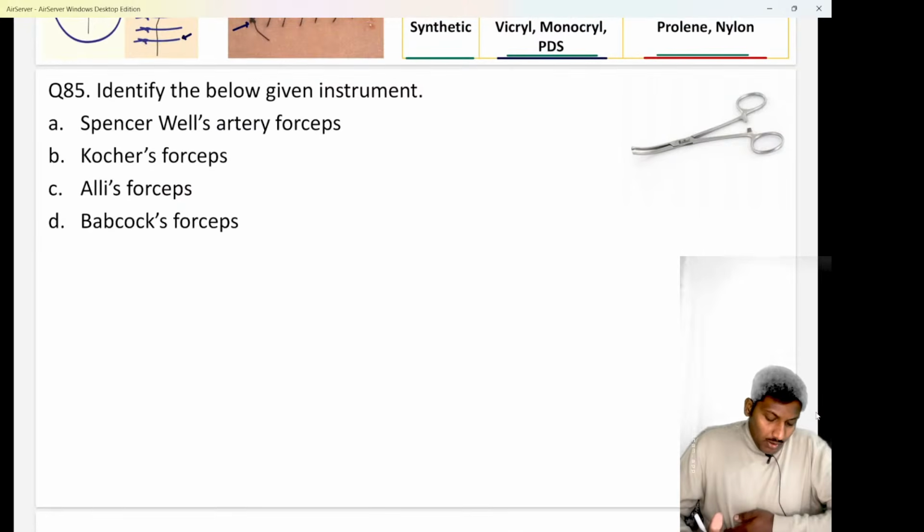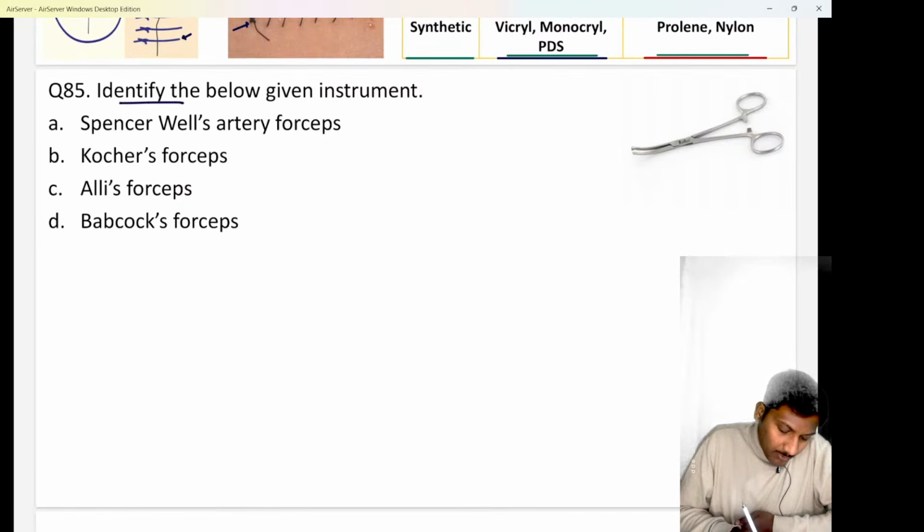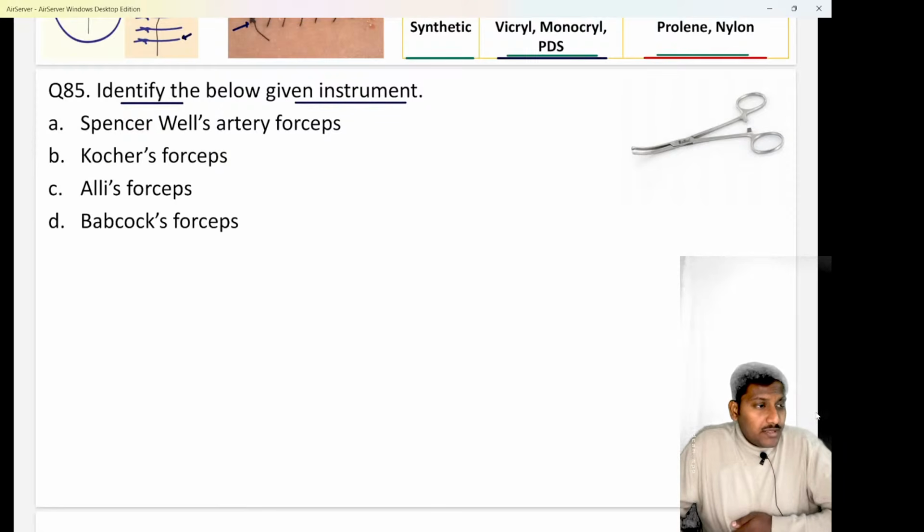Now here they are asking you, identify the below given instrument. Let me know what is the name of this below given instrument, beta. Options are: A is Spencer Wells artery forceps. Second, B is Kocher's forceps. Third, C is Ali's forceps, and D is Babcock's forceps.